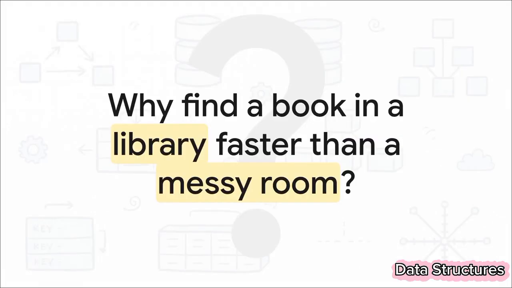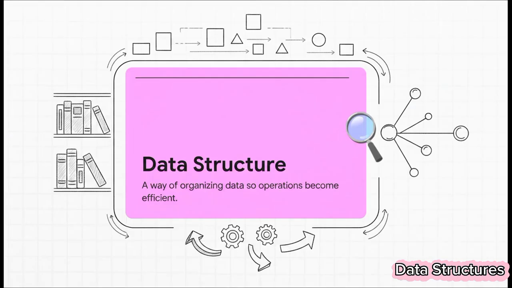So, let's start with a little thought experiment. Picture a huge library. You can probably find one specific book out of thousands in just a few minutes, right? Okay, now, picture your bedroom on a really messy day. Trying to find your keys in that chaos can feel like an impossible mission. So what's the difference? It all boils down to one simple word: structure. The library has it, the messy room, not so much. And that, right there, is the entire idea behind a data structure.